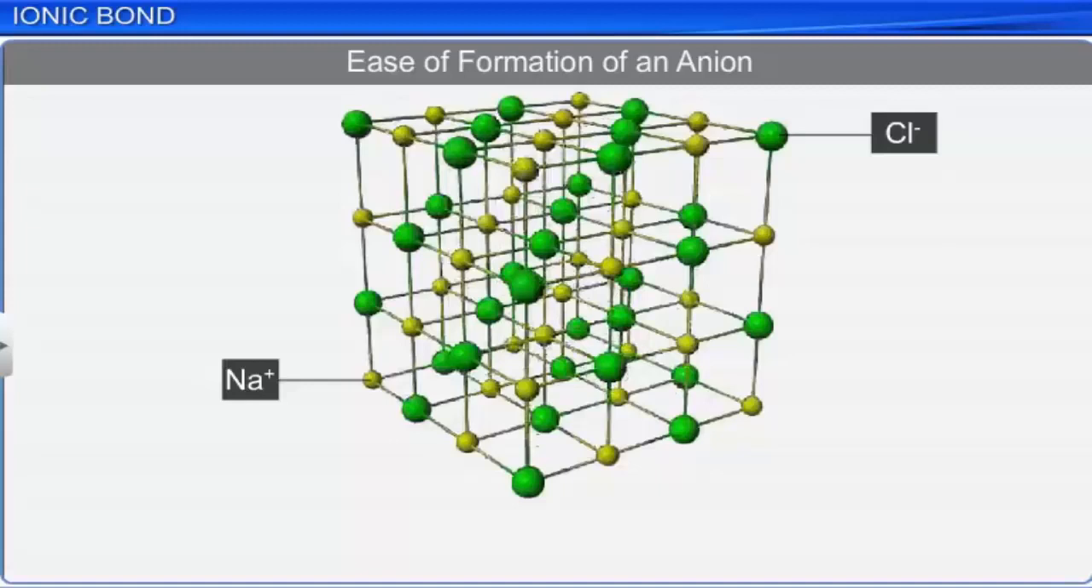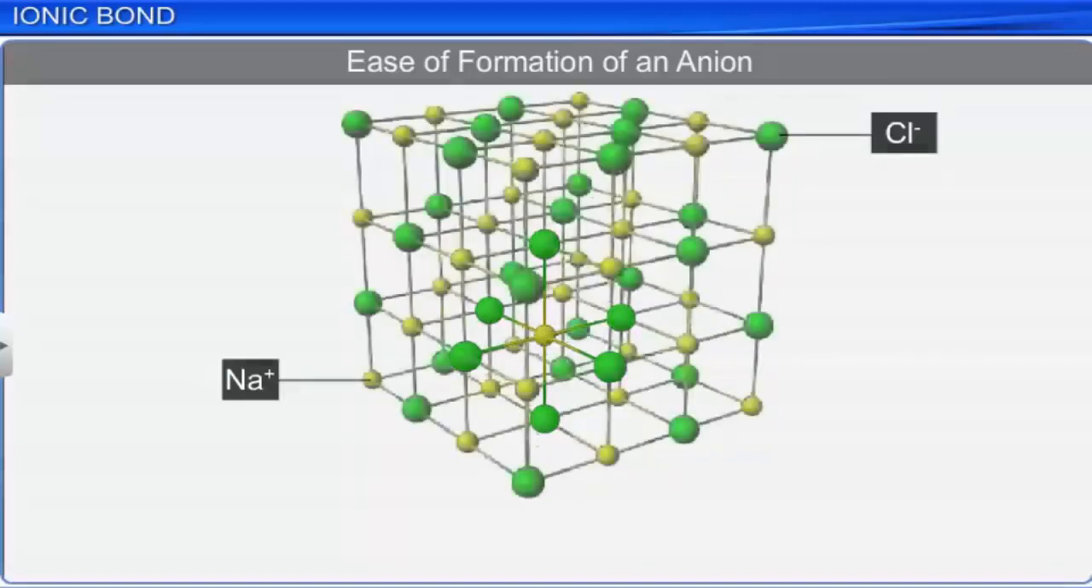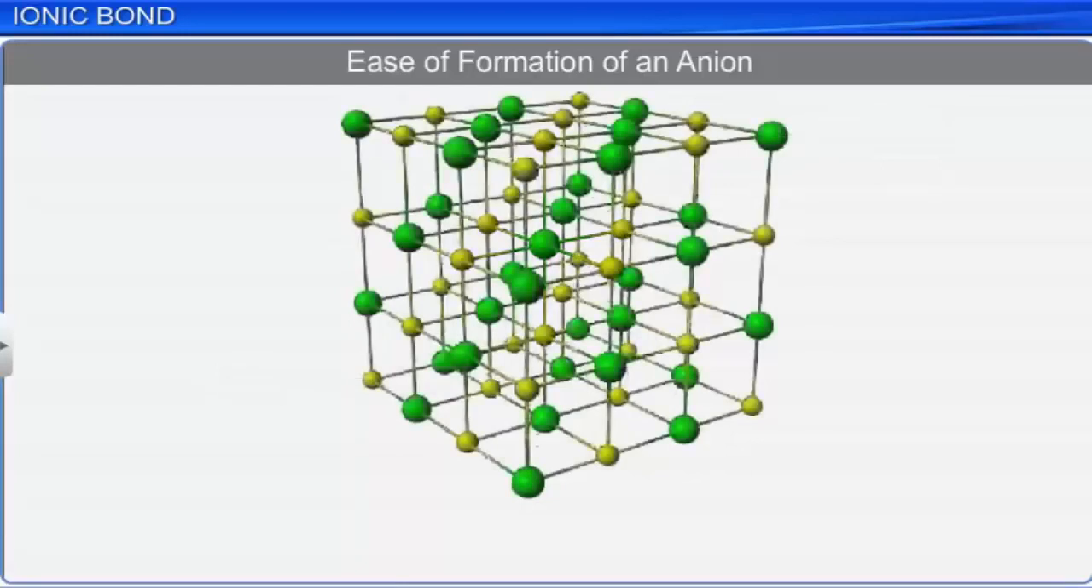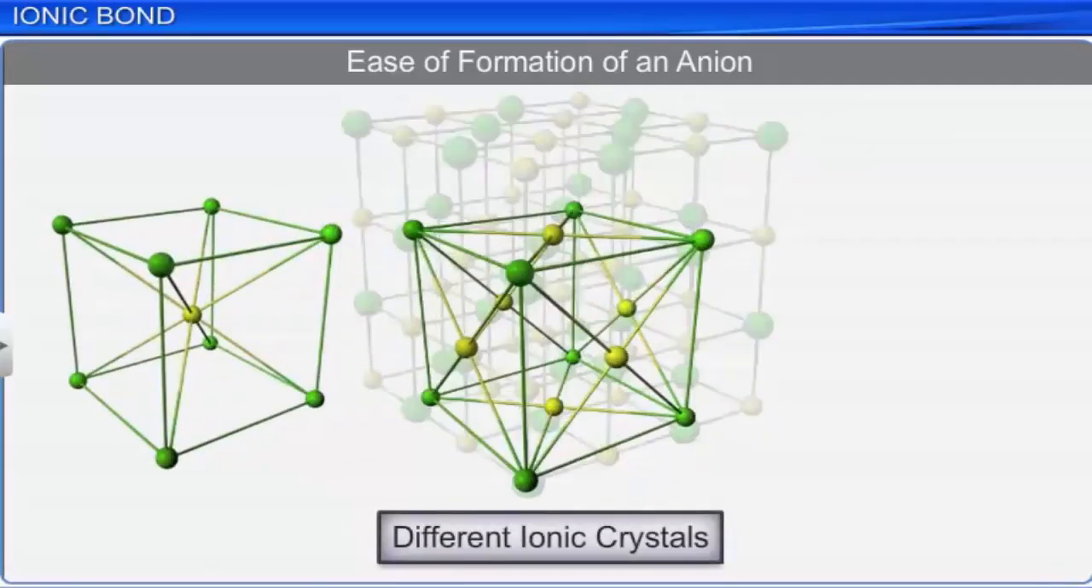In a crystal of sodium chloride, each sodium ion is surrounded by 6 chloride ions, and each chloride ion is surrounded by 6 sodium ions as shown here. The difference in the crystal structures of different ionic compounds is attributed to the size of ions, their packing arrangements, and other factors.